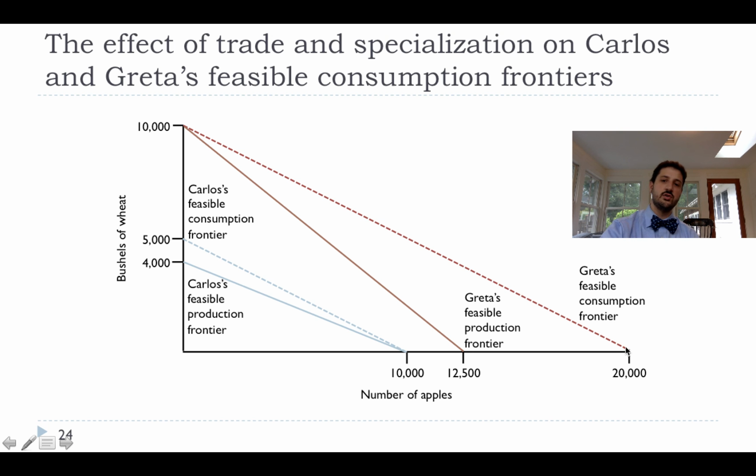And so here you can see that Greta has increased her feasible consumption frontier by more than Carlos. And she may consume here at 8,000 bushels of wheat and 4,000 apples, and he consumes at 2,000 bushels of wheat and 6,000 apples. Both of those points were originally outside of their feasible frontiers.